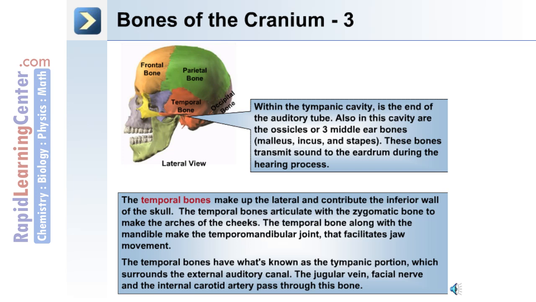Within the tympanic cavity is the end of the auditory tube. Also in this cavity are the three ossicles or middle ear bones, the malleus, incus, and stapes. These bones transmit sound to the eardrum during the hearing process.